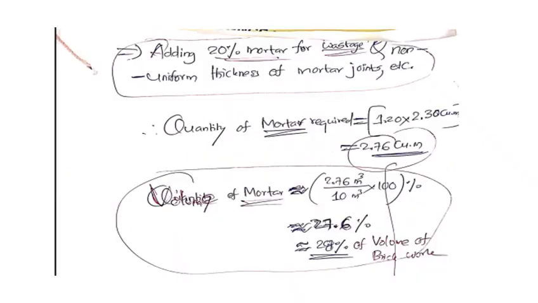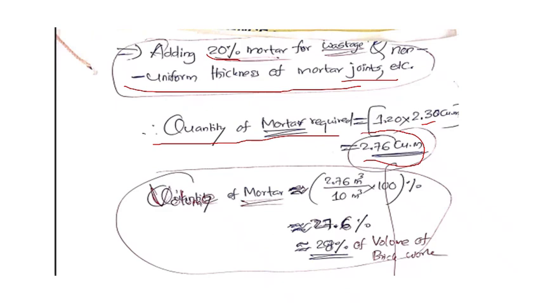So let's add 20% of mortar wastage. Why 20% of mortar? It is mortar wastage, which includes non-uniform thickness, mortar joints, and also the pointing purpose. So let's add the 20%. 2.30, the previous volume of mortar, into 20% added, so it is 2.76 meter cube. So volume of mortar is equal to 2.76 by 10 meter cube, where 10 meter cube means the volume of brickwork into 100%. So it is 28%. 28% of the volume of brickwork is the quantity of mortar.